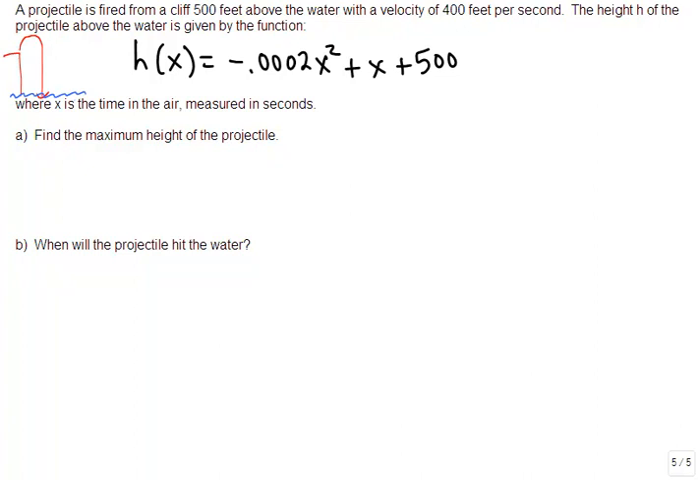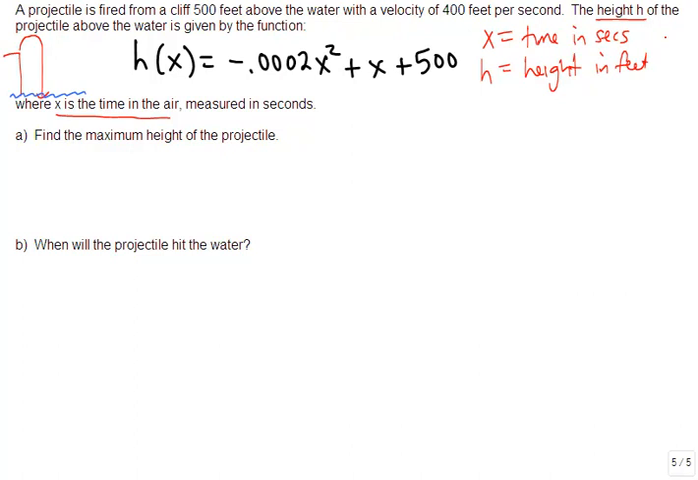So let's define what our variables are in this function. We've got an x and we've got an h. And the x, they tell us, is the time in the air measured in seconds. So time in seconds. And the height is the h, measured in feet.